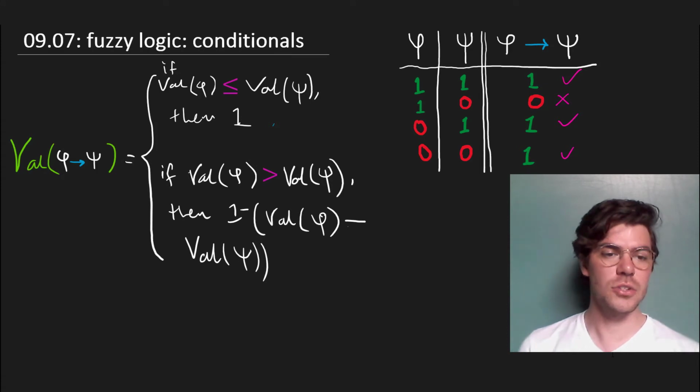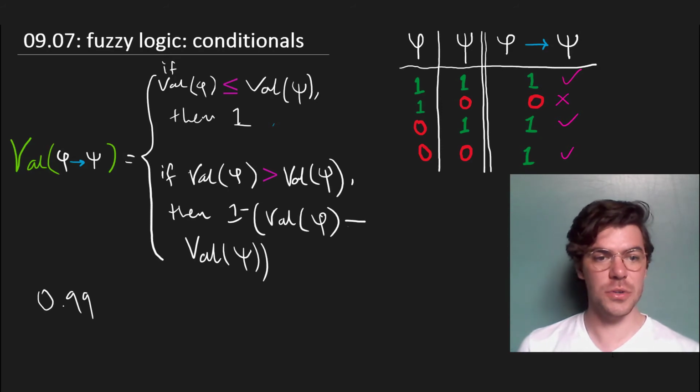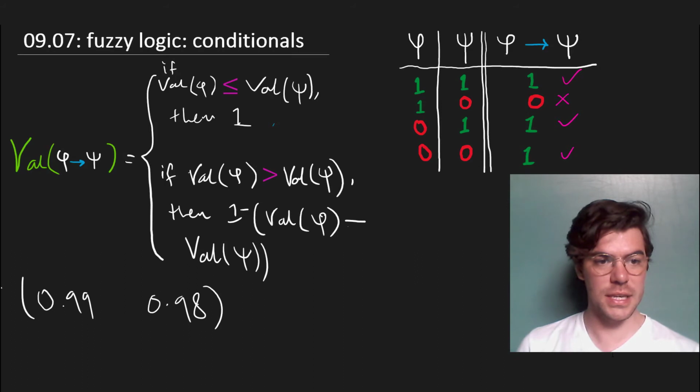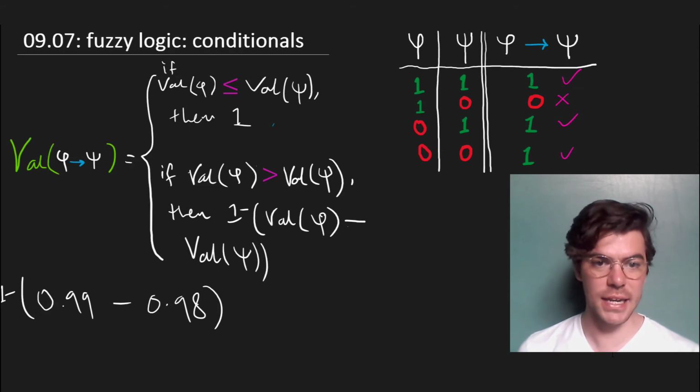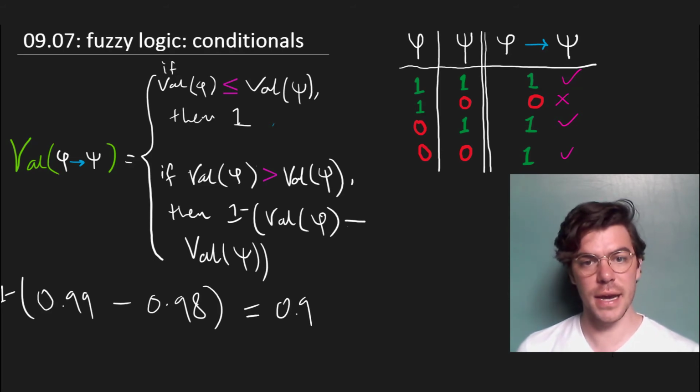And the intuitive idea here is just that the greater the leap down in our truth values, the less true the conditional is. So for example, let's suppose that the valuation of phi is equal to 0.99, and psi is equal to 0.98. Then to get the truth of a conditional with these, we'd subtract their difference from 1. So that would be 1 minus (0.99 minus 0.98), which equals 0.99. So it's still mostly true. We're only making a tiny jump.